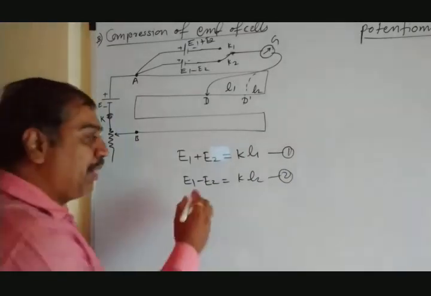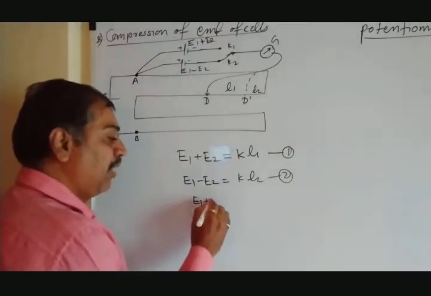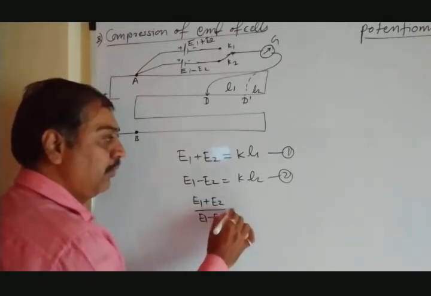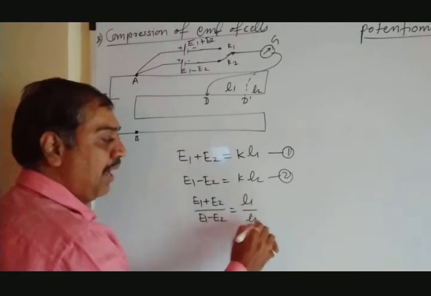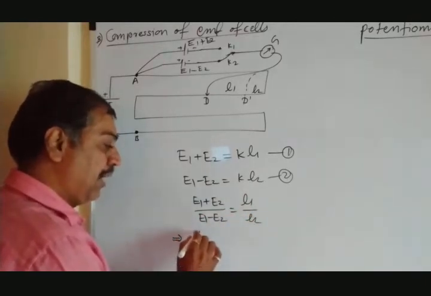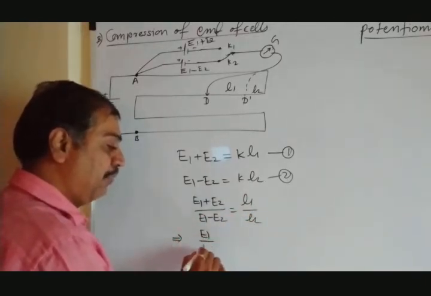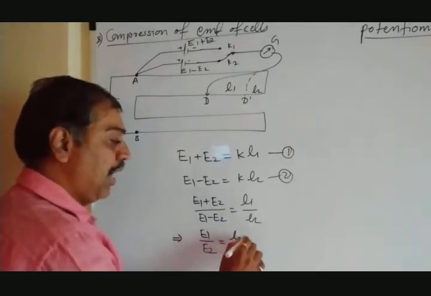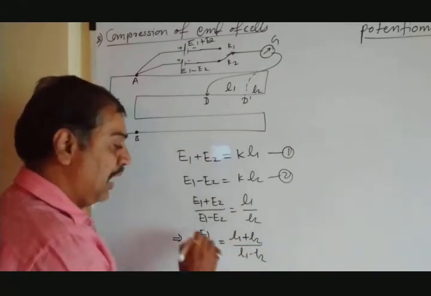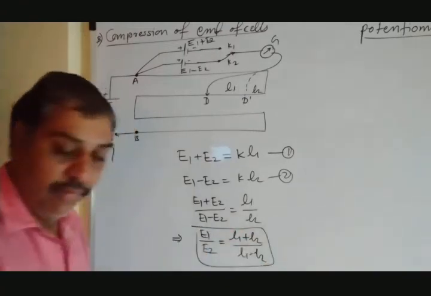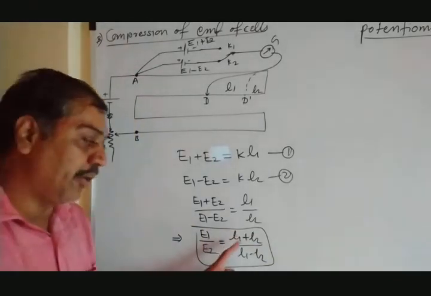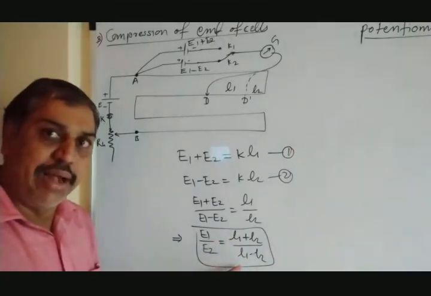Just divide equation 1 by 2, you get E1 plus E2 divided by E1 minus E2 equal to L1 divided by L2. This implies that E1 divided by E2 equals L1 plus L2 divided by L1 minus L2. And this is the final equation we get, that is nothing but a comparison of two cells. So E1 by E2 equals L1 plus L2 divided by L1 minus L2.